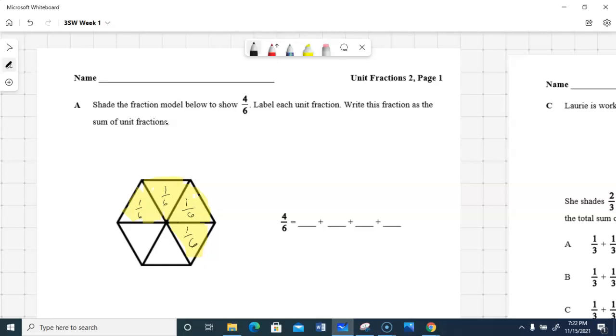Okay, and we have 4/6 is equal to 1/6 plus 1/6 plus 1/6 plus 1/6. Go ahead and look at B.